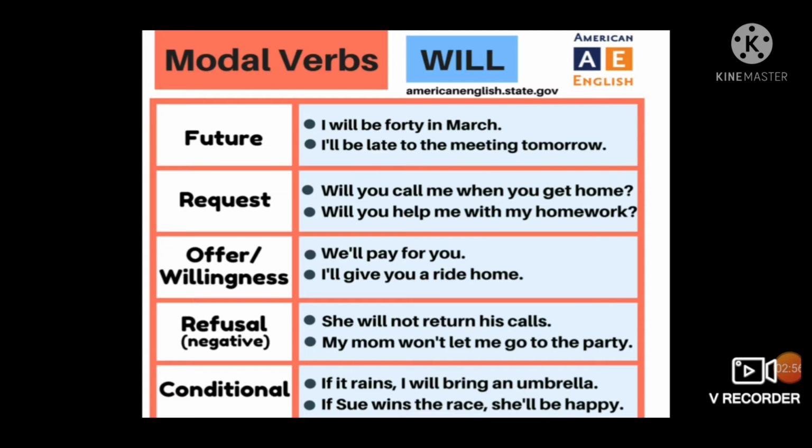So what are the functions of will? Or where can we use will? The first one, to express futurity. I will be 40 in March. That means if you use will, it expresses a future activity. So, I will be 40 in March, that means he will complete 40 in March.